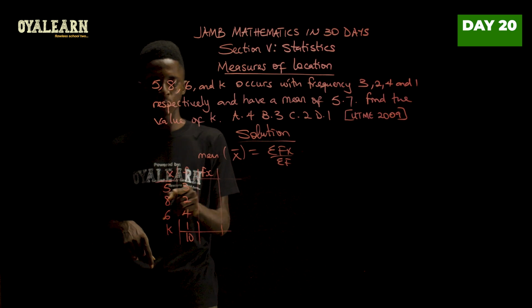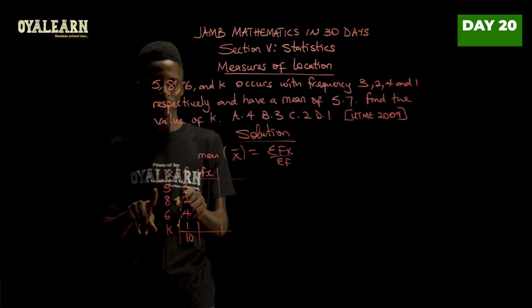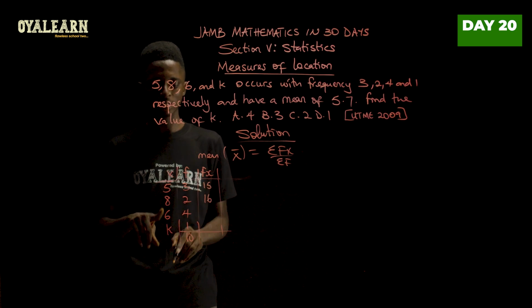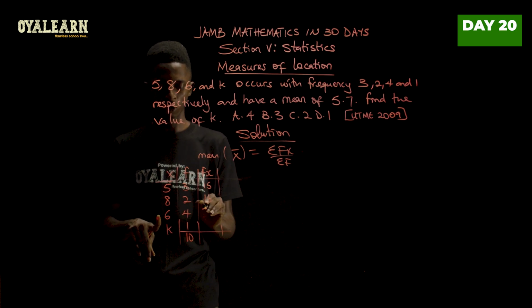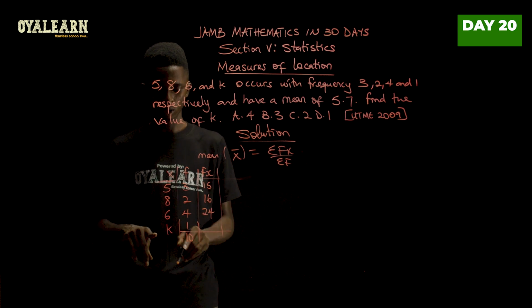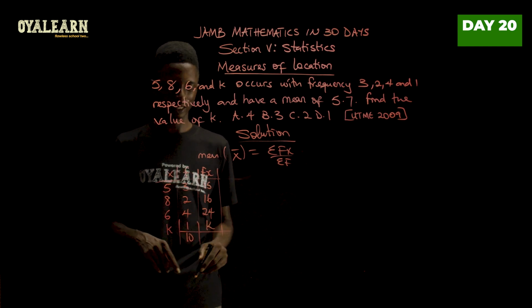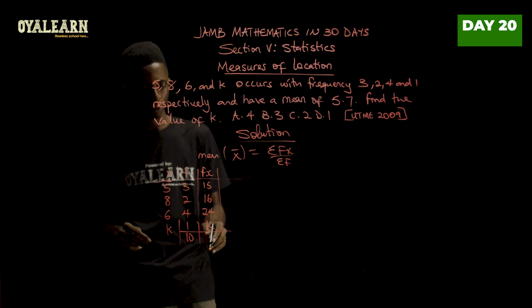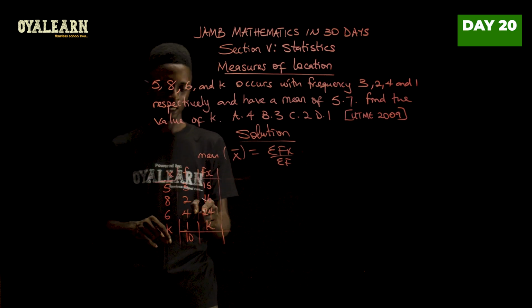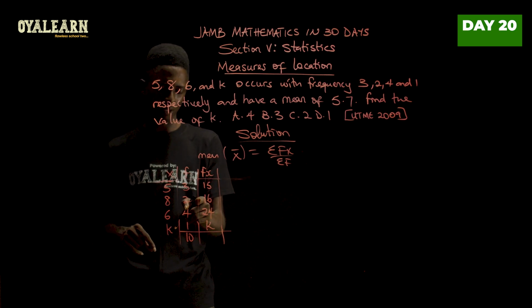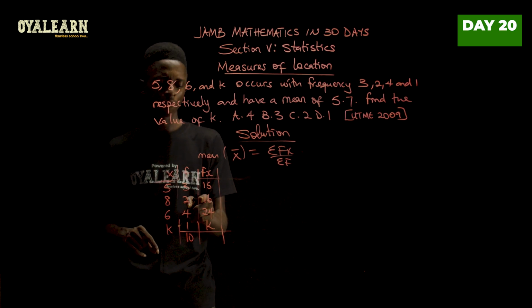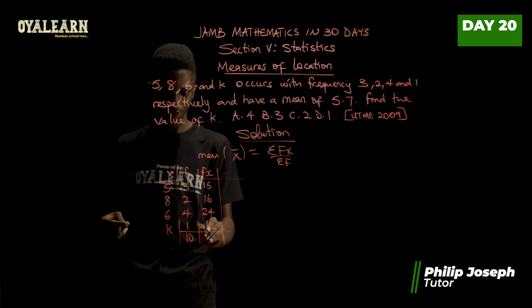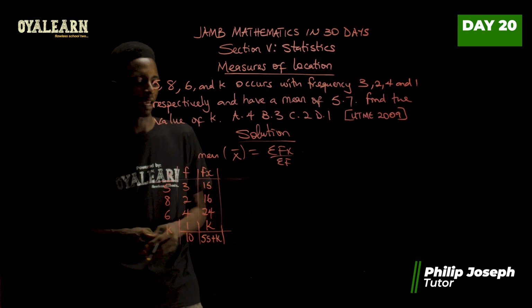Now fx means we're going to multiply f and x. So 5 times 3, 15. 8 times 2, 16. 6 times 4, 24. K times 1, and that's k. So when we add this up, what do we have? Summation fx. 24 plus 16, that will give us 40. 40 plus 15, and we have 55. So we have 55 plus k as summation fx.